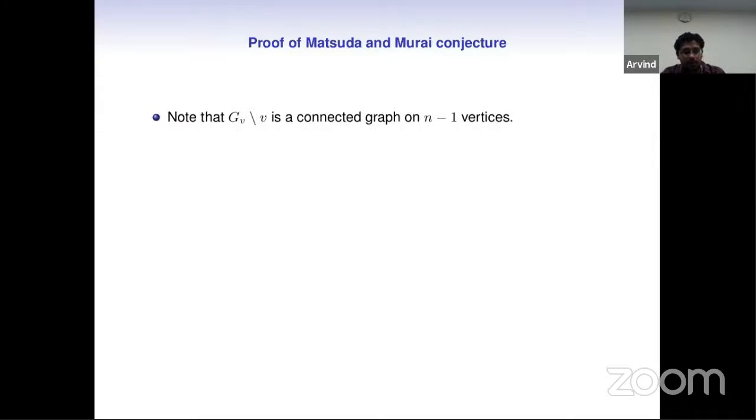Okay, now note that since G_V is connected and V is a free vertex, G_V without V is a connected graph on n minus 1 vertices. So now we have to prove that it is not a path graph.